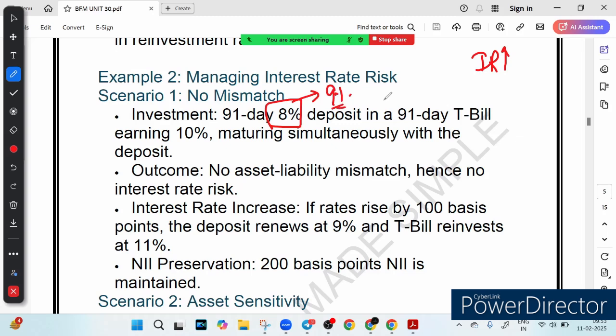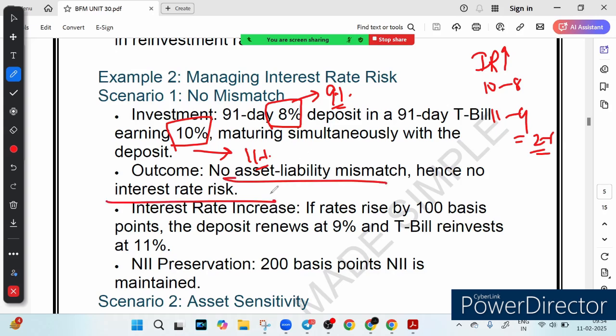We are talking about it from the bank's perspective, and the bank's investment now earns 11%, right? So your profit margin remains the same. Obviously, the profit margin is the difference between these two. Earlier it was 10 minus 8, and now it is 11 minus 9. It is still 2%, right? So no matter what happens to the interest rate, this is an ideal situation with no risk. Is it clear? So no asset liability mismatch is there, hence no interest rate risk is there.